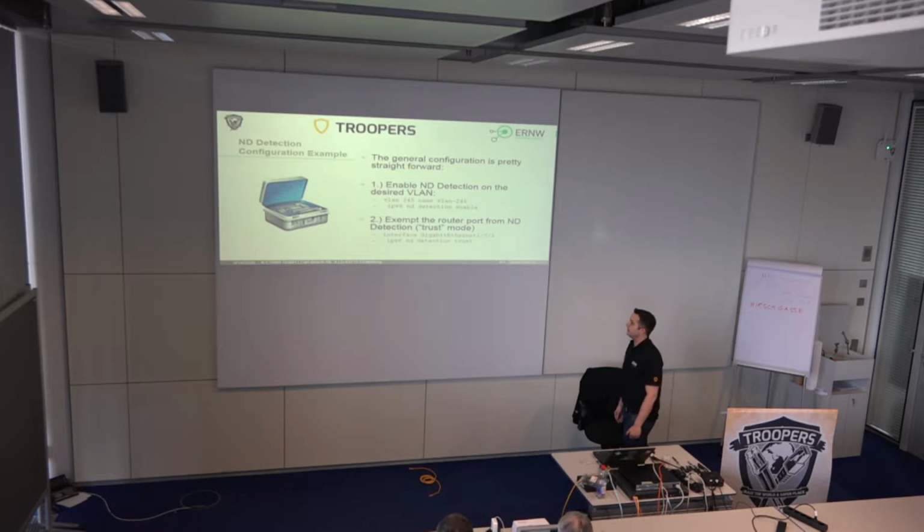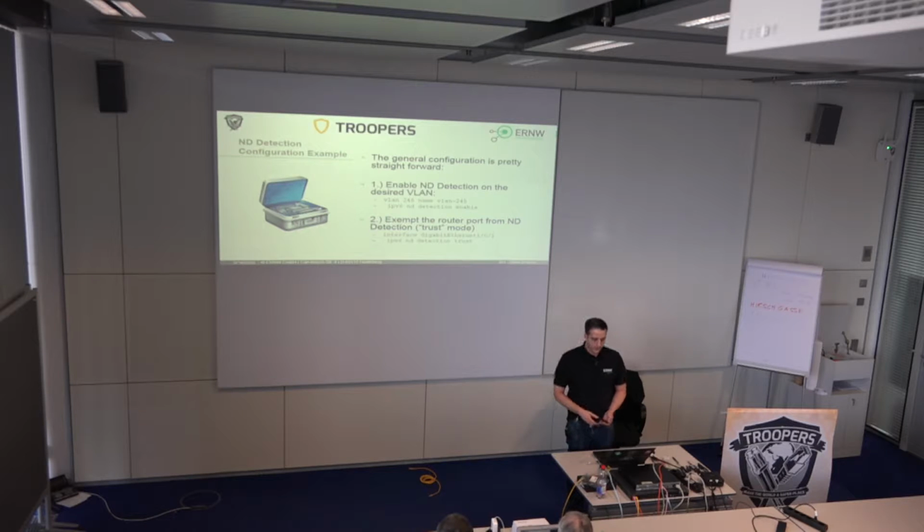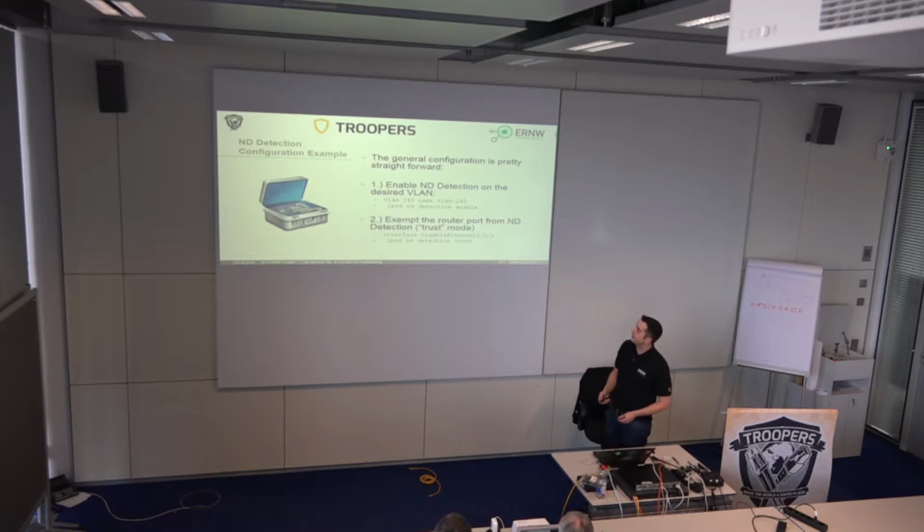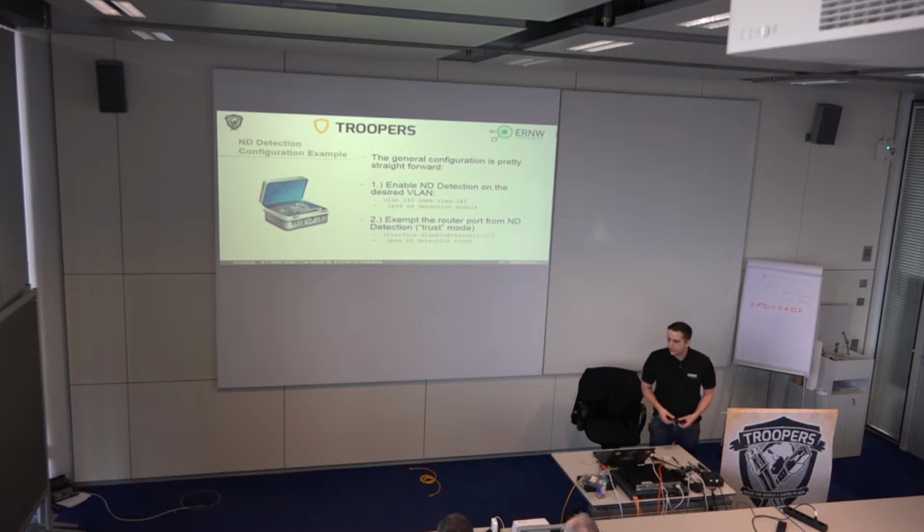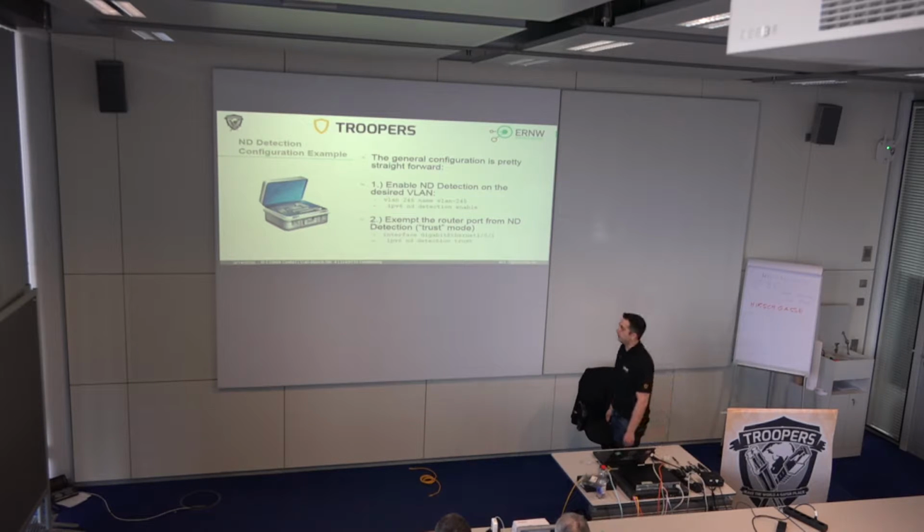From a configuration point of view, it's pretty straightforward, nothing too fancy. You just have to enable ND detection on the desired VLAN. In this case, I specified VLAN 245 and said, okay, inside this VLAN I want to use the IPv6 ND detection feature, and enabled it. And then the next thing I had to do was exempt the router port from the ND detection feature. Otherwise, the switch would have filtered the legitimate router advertisements, which of course I didn't want to achieve.